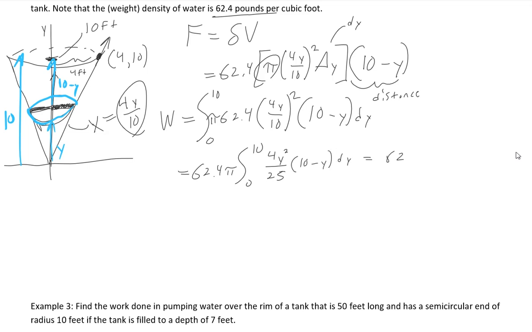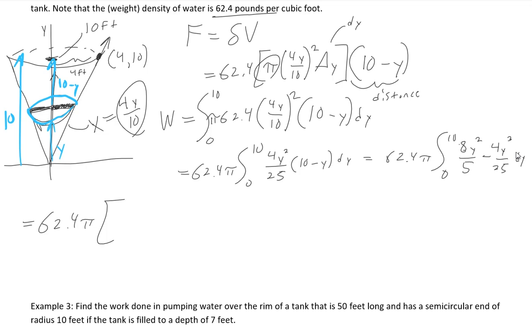So we get 62.4 pi from 0 to 10. If I multiply that out, I get times 10, would take out a 5 there and put in a 2, so we get 8y squared over 5. Minus another y would give me 4y cubed over 25 dy. Okay, now there's more that you can pull out. You can pull out another 1/5 if you want to, but at this point we're fine. 62.4 pi. At this point we should be able to integrate this.